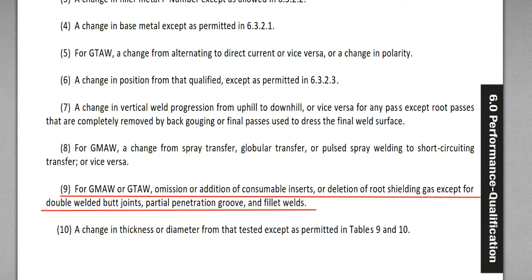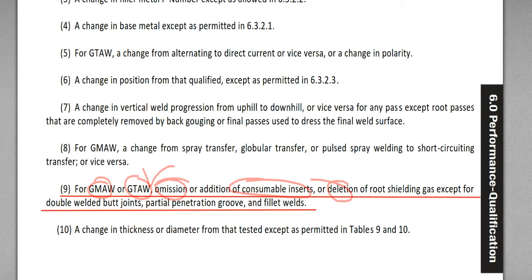Number 9, for GMAW or GTAW, omission or addition of consumable inserts or deletion of root shielding gas, except for double welded butt joint, partial penetration groove weld, fillet weld. So GMAW, GTAW, they use additional filler metal, especially GTAW. So additional consumable inserts requires requalification. Same thing, deletion of this additional consumable insert requires requalification.